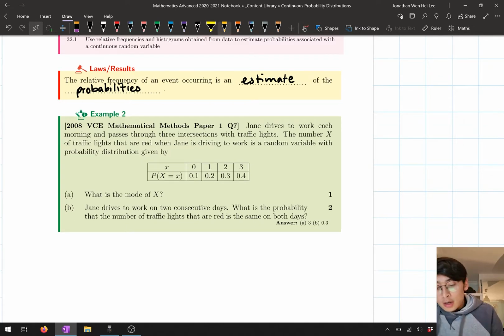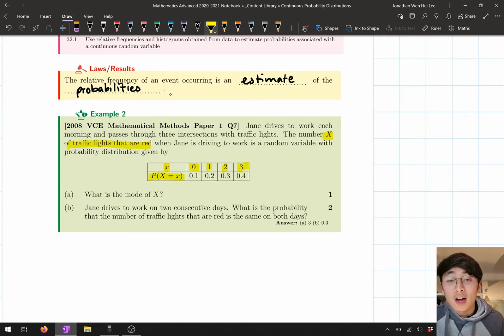So the random variable that we're talking about is X. X is the number of traffic lights that are red when Jane is driving to work. And so here, the small x just represents each one of the different values. So this is 0 red traffic lights, 1 red traffic light, 2 red traffic lights, 3 red traffic lights.